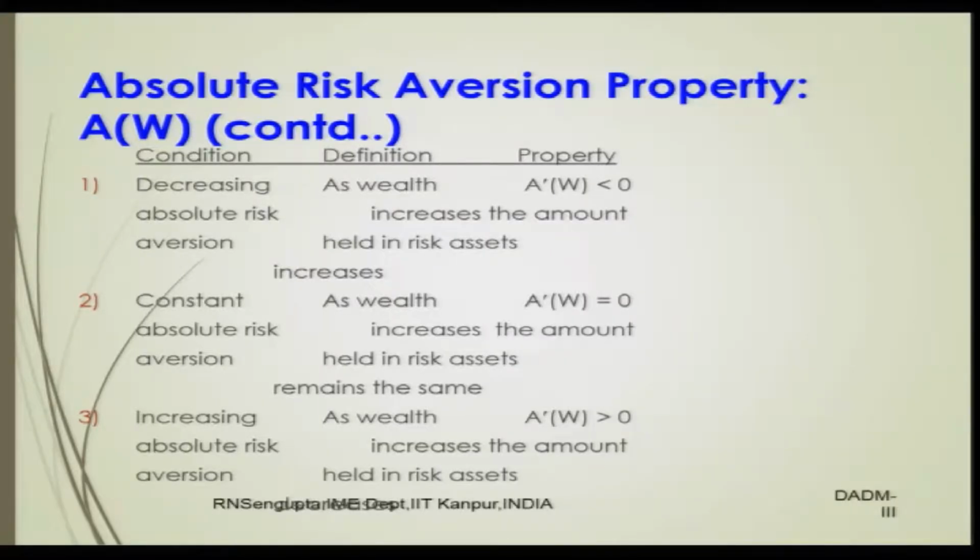Similarly, the second one is constant absolute risk aversion property, where A prime is 0. It would mean that as wealth increases, the amount held in risky asset remains the same. And in the third scenario, if it is increasing absolute risk aversion property, where A prime is greater than 0, it means that as wealth increases, the amount held in risky asset decreases. So, you find this out using the properties of A and A prime, which would obviously come from the property of U double prime.